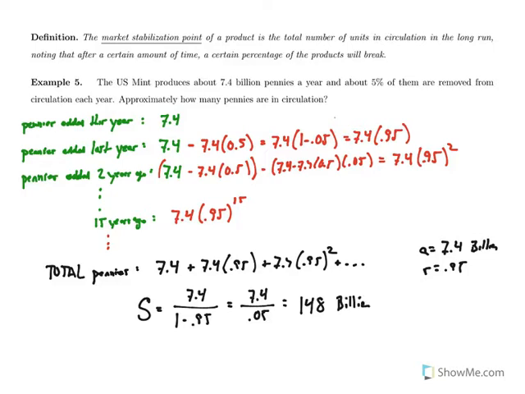So what happens at this point is once you have about 148 billion pennies, when you add 7.4 billion the next year, you are getting rid of 7.4 billion throughout the pennies from the previous years. So this is a stabilization point. Once you reach this 148 billion, the number of pennies is going to stay at that amount, and it's not going to increase or decrease. In the next video, we're going to look at some applications to natural sciences, but we're going to deal with very similar kinds of ideas that we did in this video.